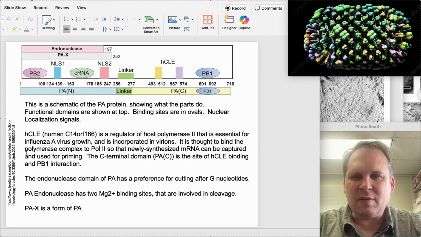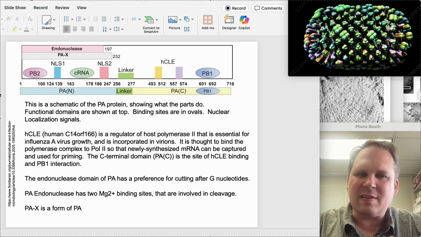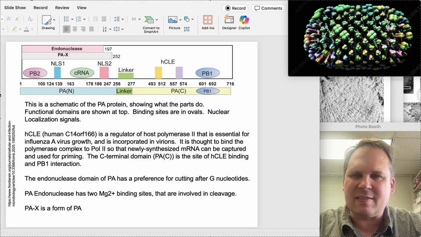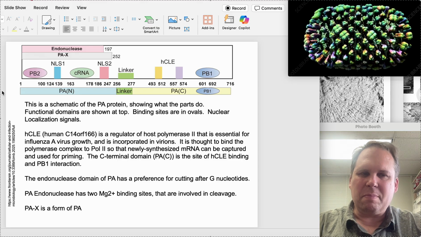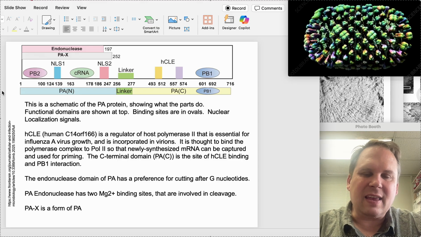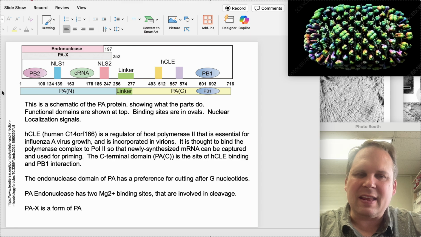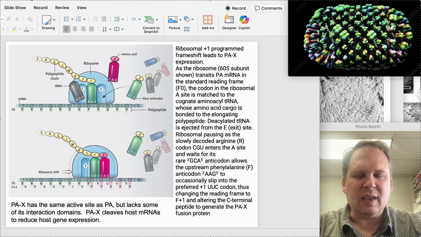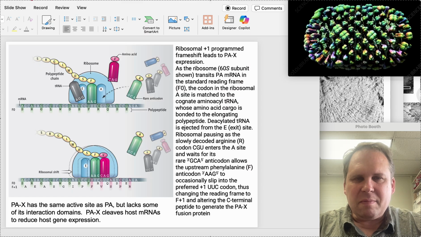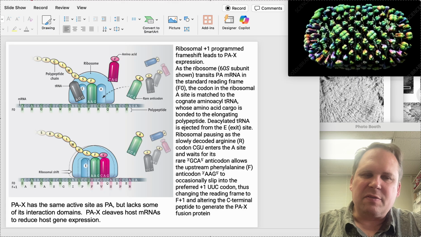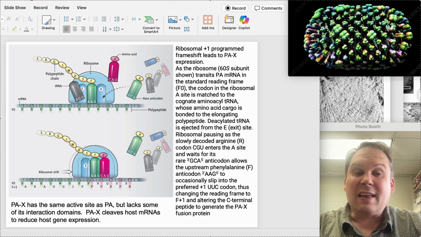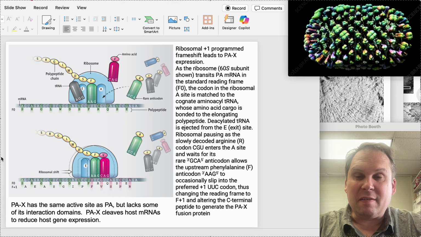PAX, a powerful force in host shutdown. It doesn't shut down the host as completely as picornaviruses did, but it limits the ability of the host to produce things like interferon messenger RNAs. The frameshift that makes PAX, the short version of PA, is actually a +1 frameshift, and it's a weird looking thing. It works like this.